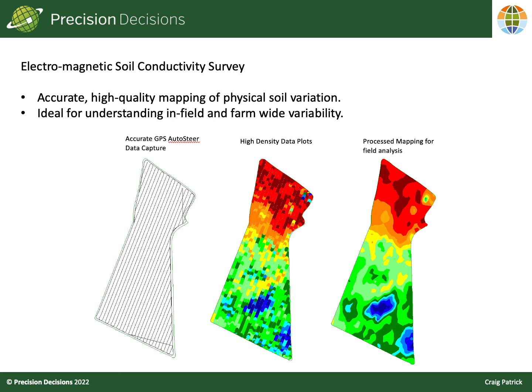A more advanced technique for understanding physical soil characteristics is a soil conductivity survey, which can be carried out by a third-party service provider. This process collects an accurate, high-quality mapping data set that is ideal for understanding in-field and farm-wide variability of soil types. High-density data is collected in a uniform fashion before being processed into a more familiar-looking contour map. In the example below, the red and orange areas of the map display a low soil conductivity measurement. This is usually associated with lighter, drier and free-draining soils, whereas the blue and dark green areas suggest heavier soil types with higher clay and silt content.